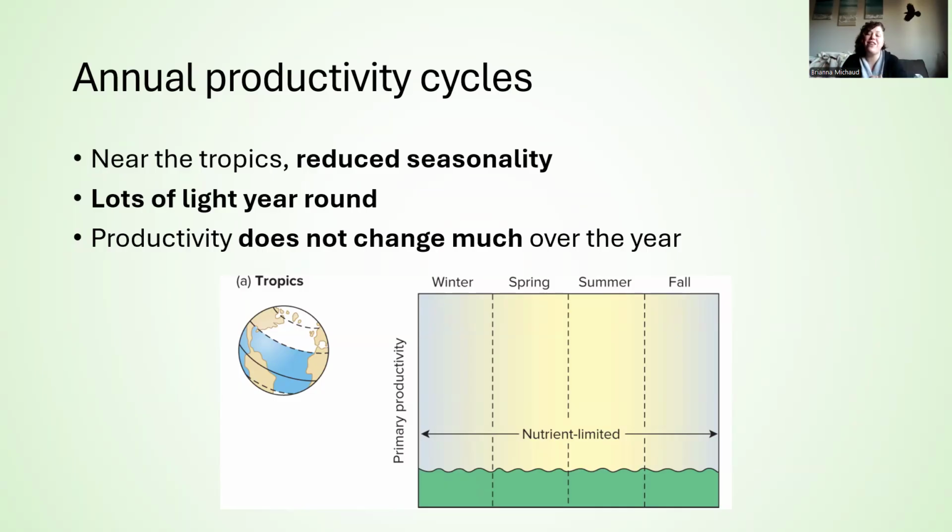So that means productivity doesn't change much. There's always plenty of light, and so there's just a constant level of nutrient limitation. Primary productivity goes up and down with how many nutrients are around, but it's pretty steady throughout the entire year. So there aren't those big peaks and valleys that we see in the temperate.